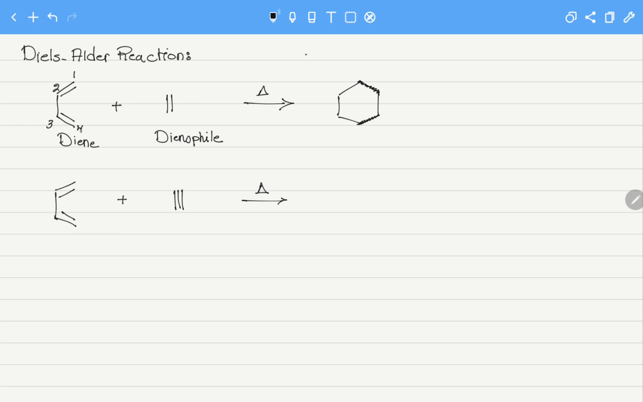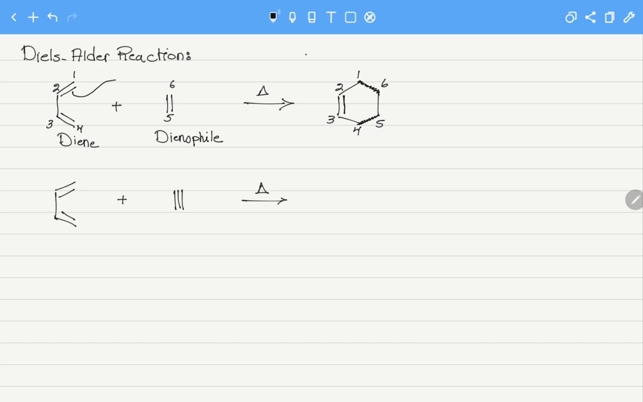So if we numbered the diene carbons from 1 to 4 and the dienophile carbons from 5 to 6, then this is going to be the product. The number of pi bonds will be reduced by 2, so instead of the 2 pi bonds of the diene, we will just have a new one between 2 and 3, and then the double bond which was between 5 and 6 will disappear.